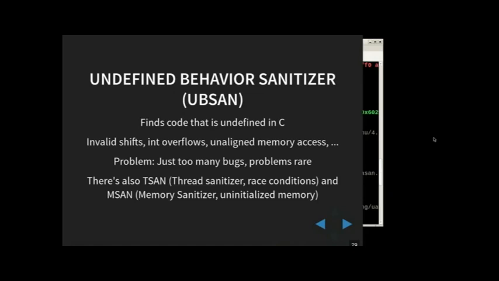A bit of a problem with that is that there are so many of these bugs, and usually they don't do anything bad because most of the time the compiler will just do what you expect it to do. Like an integer overflow will just, okay, if you have int max plus 1, it gives int min. That usually happens, but you cannot rely on it.